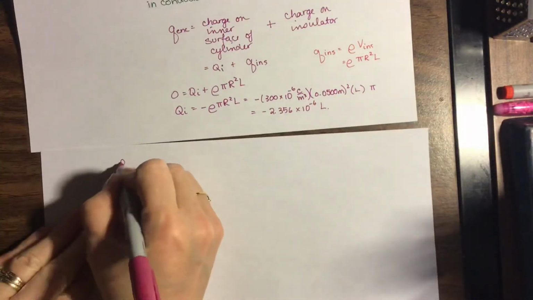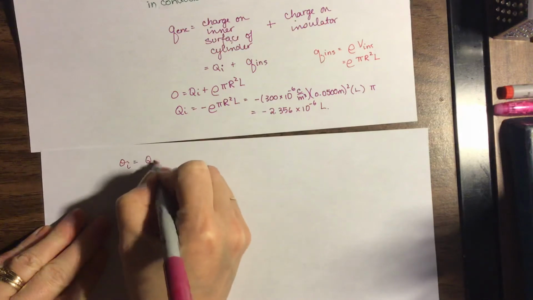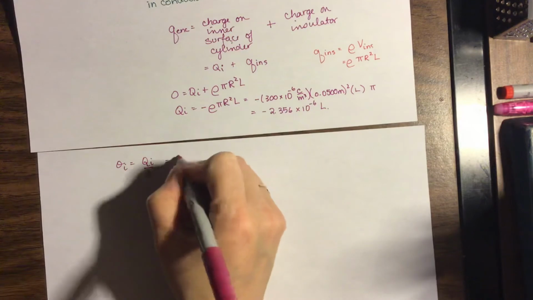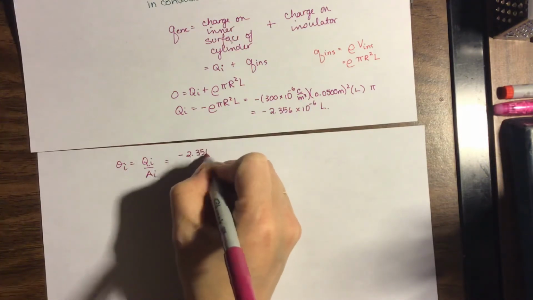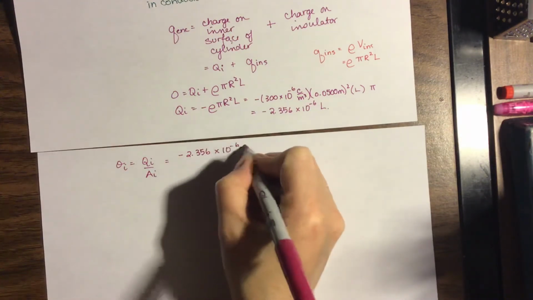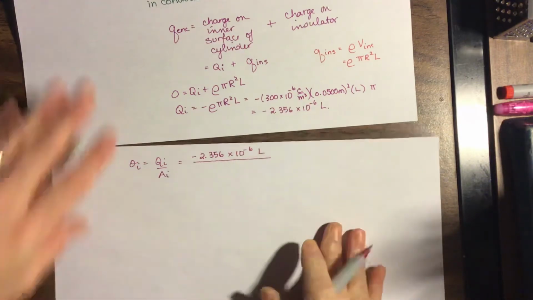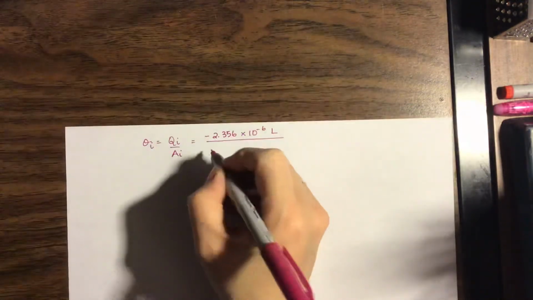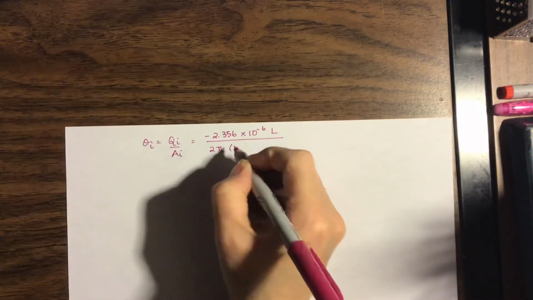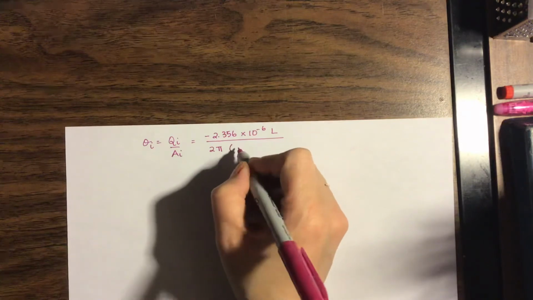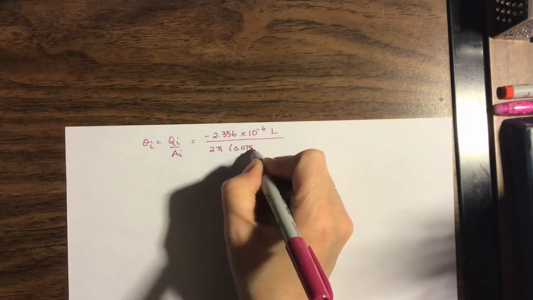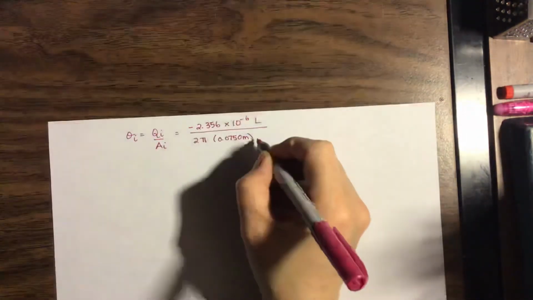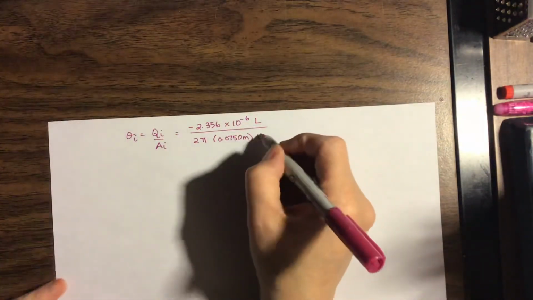So my charge density on the inner surface of the conductor is the charge on the inner surface divided by the area of the inner surface, equals minus 2.356 times 10 to the minus 6 L divided by the area of my inner surface, which is 2 pi times the radius of the inner surface. The radius of the inner surface was given as 7.5 centimeters times the length L. Okay, there's an L on top and bottom, so they cancel.